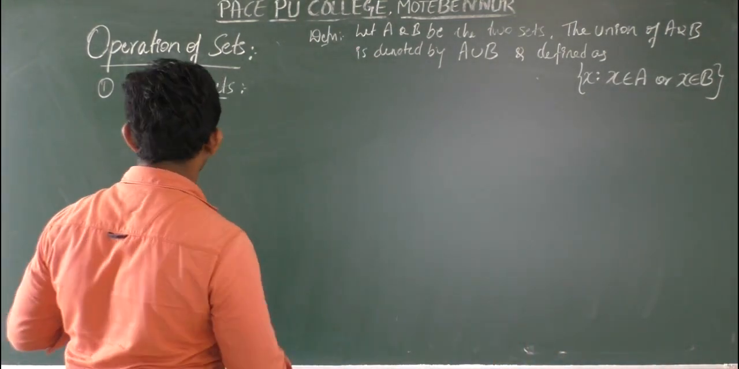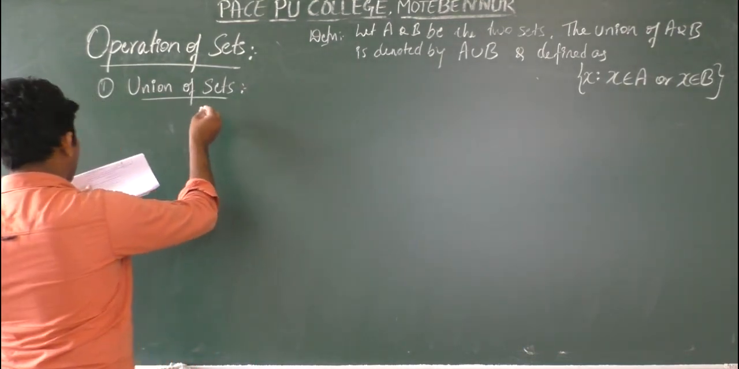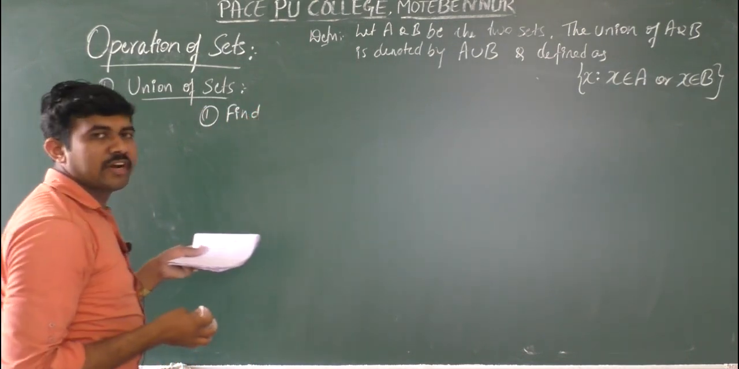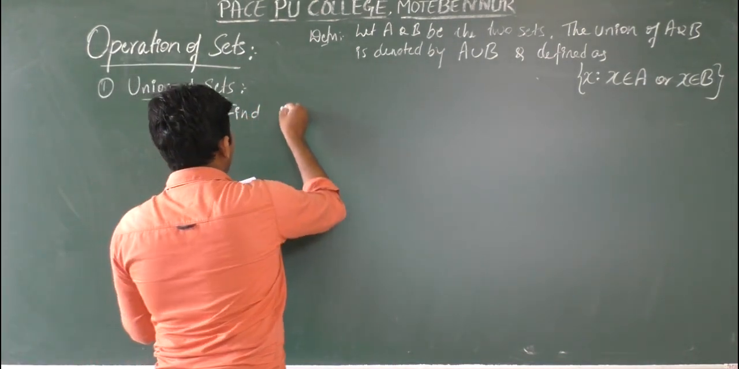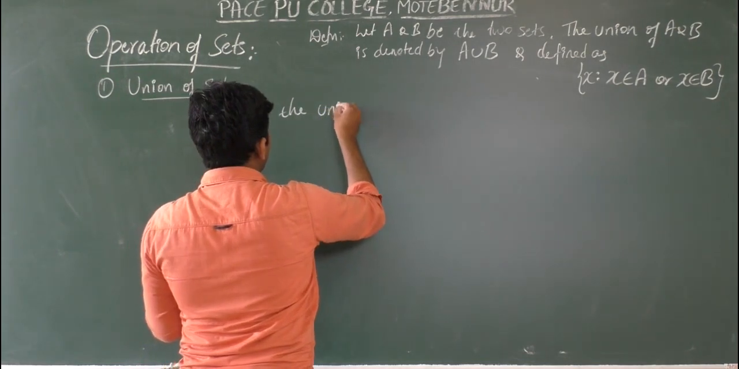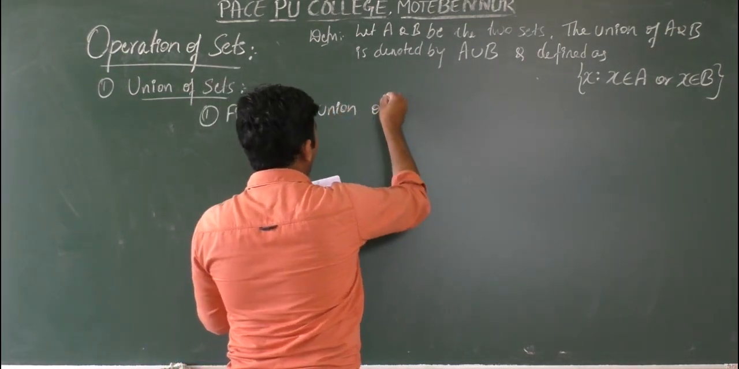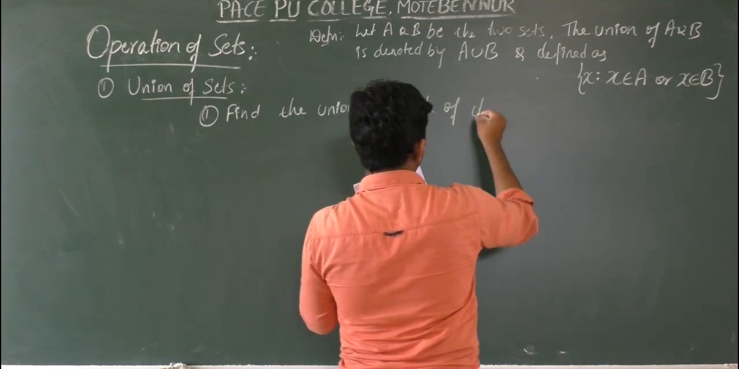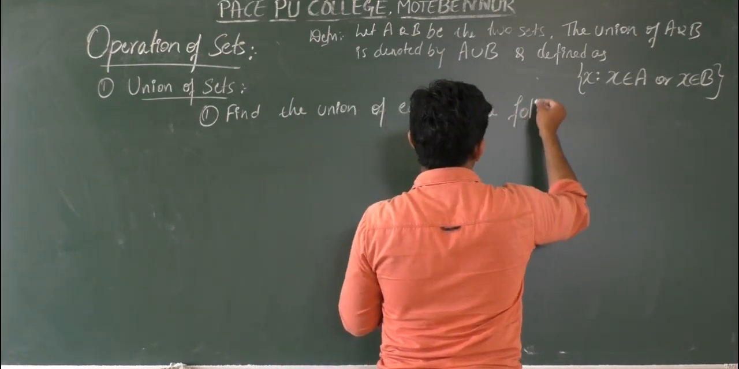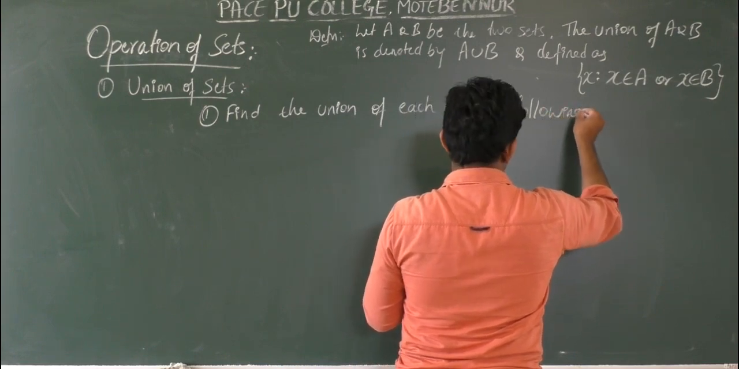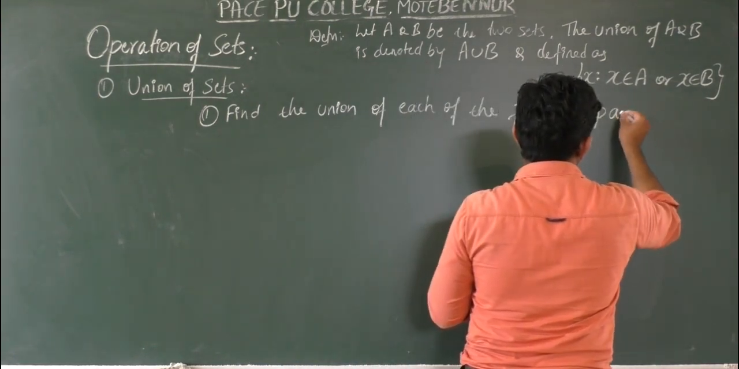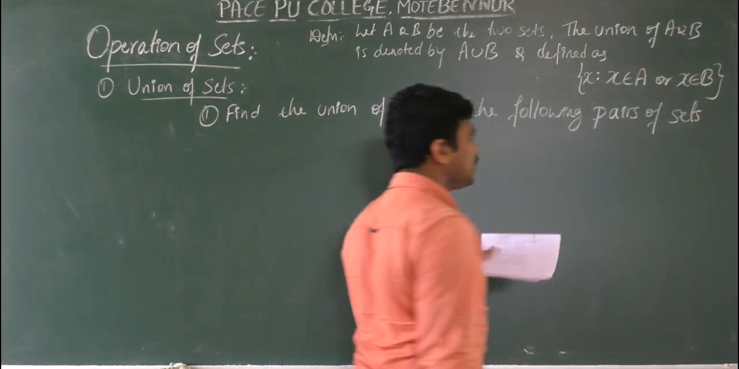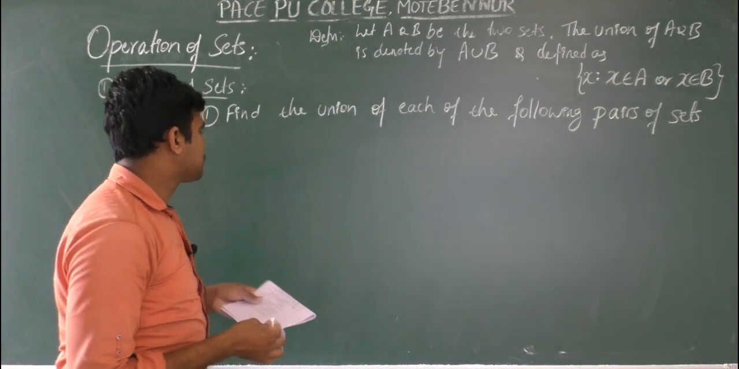See here, the problem number 1, first main, exercise number 1.4, first main. Find the union of each of the following pairs of sets. Find the union of each of the following pairs of sets.